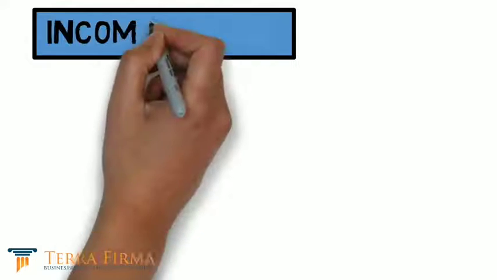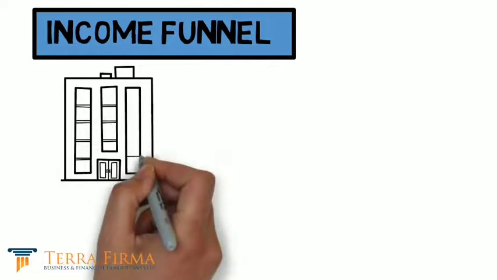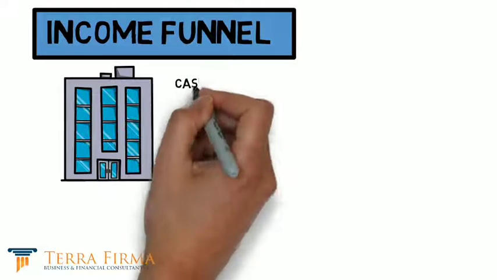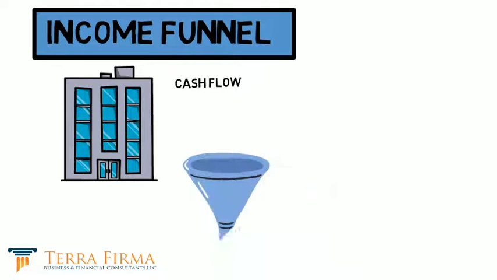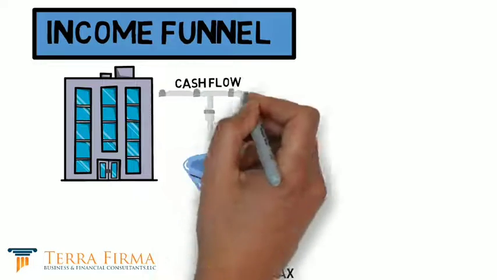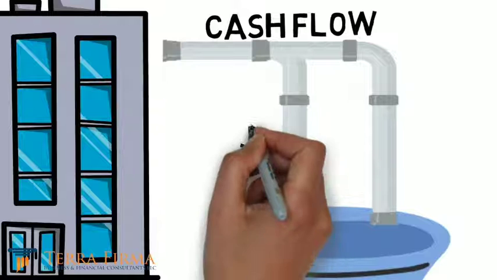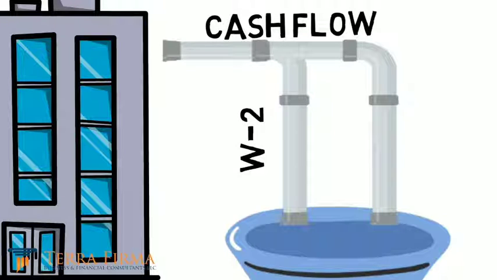So the income funnel works this way. Your business generates cash flow, and that cash flow is essentially what we designate as an owner of our business as income. So we take our W-2 income on a monthly basis, and so part of that cash flow we designate as income, so it's W-2 income.